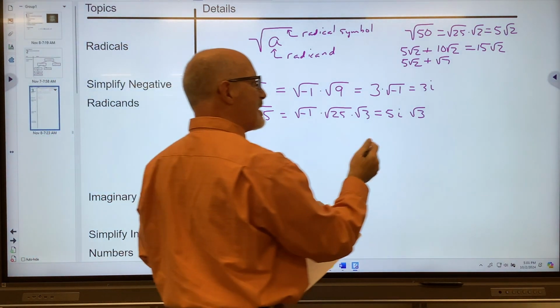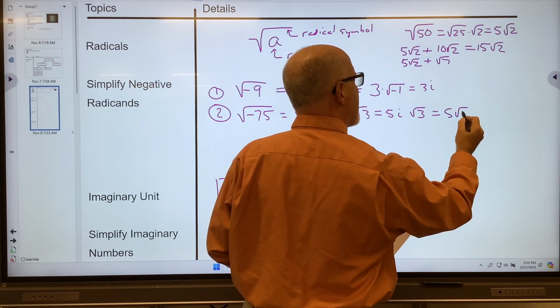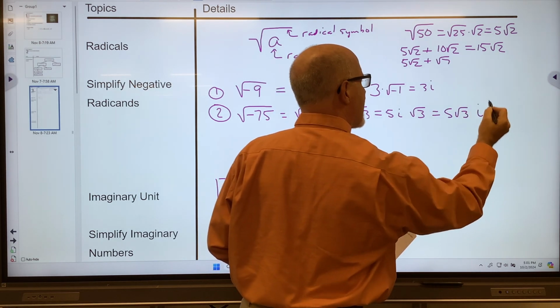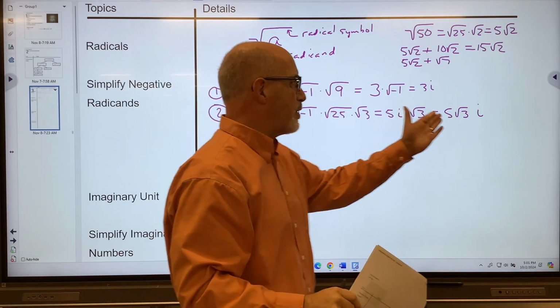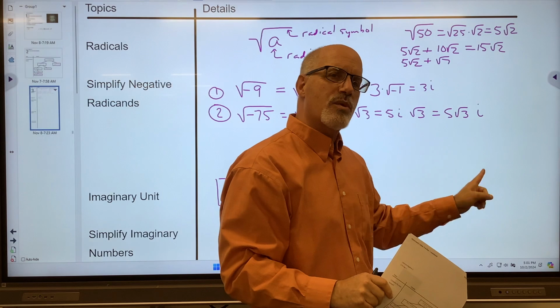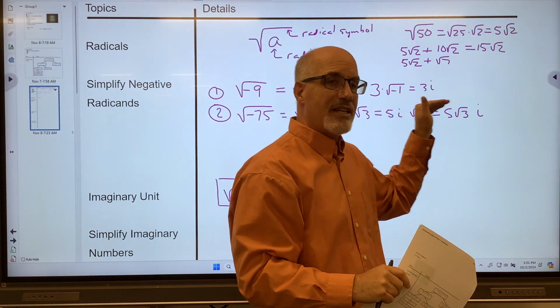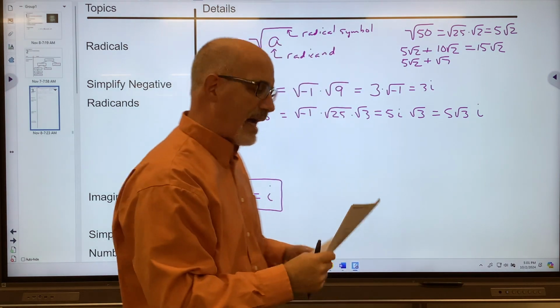Okay, it's probably best to typically put the i at the end. So we're going to make this 5 square roots of 3 times i. Just remember, when you write it like this, make sure that radical symbol ends with the radicand of 3, and you do not put it over the i.